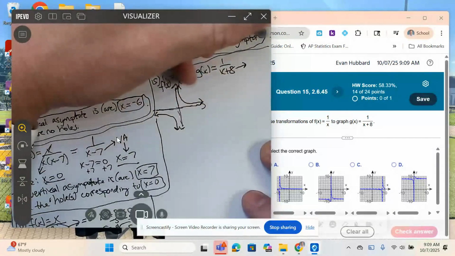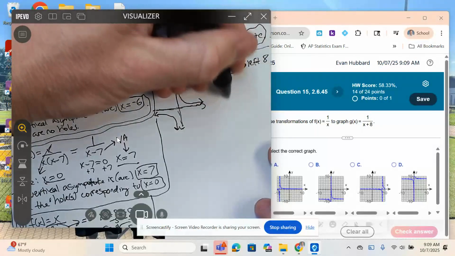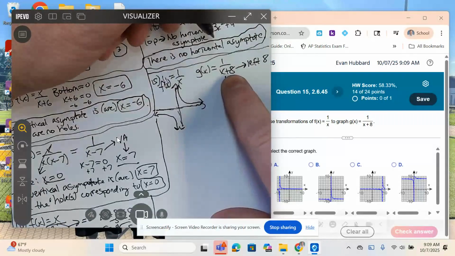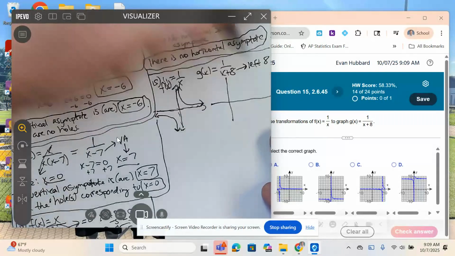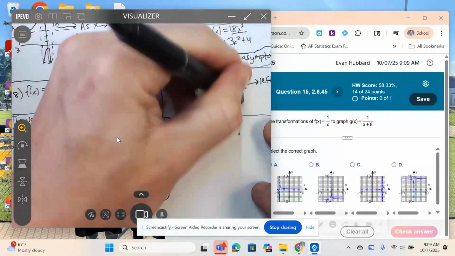It's going to go left 8. What do you have, Dorothy? What do you have for g of x on this one? Oh, you're ahead of me. I can't keep up with you. And I didn't do this very well.